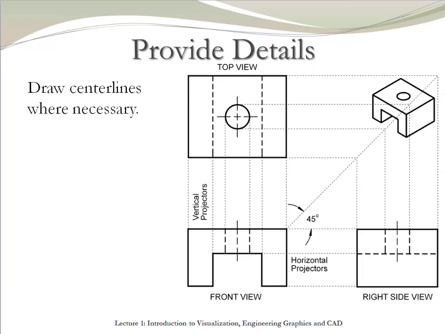The top view shows a circle, so add a horizontal and a vertical center line. Each center line must be paired with one in another view. For example, the vertical center line goes with the one in the front view, and the horizontal center line goes to the one in the right view.